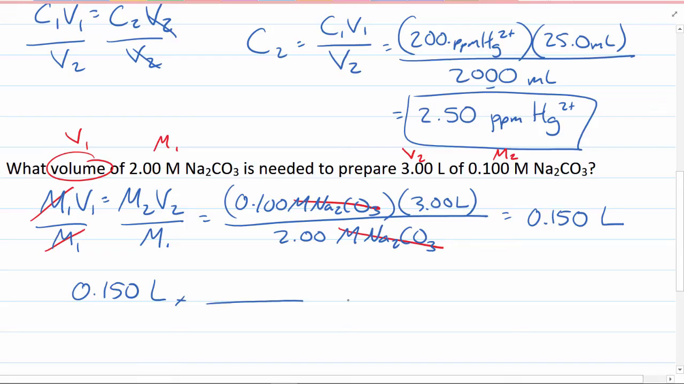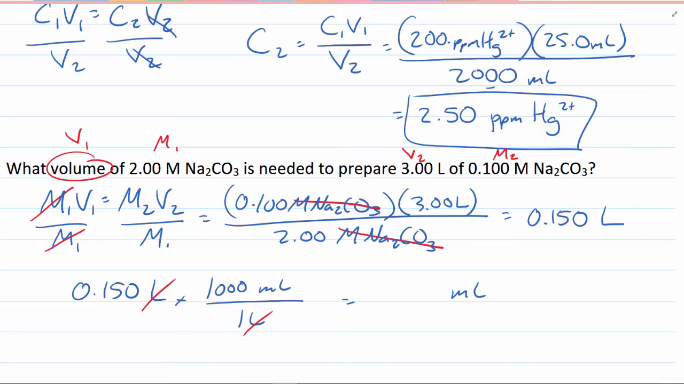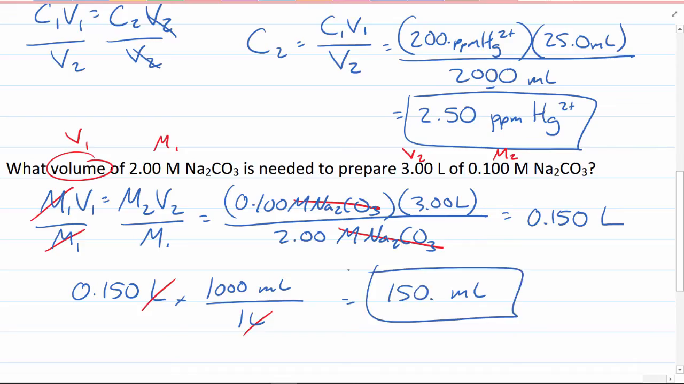We'd convert it over to milliliters by using our conversion. On the bottom we'd put in 1 liter, and on the top 1,000 milliliters. Liters cancel out, and that of course will give us an answer of 150 milliliters. Put the decimal point at the end there to indicate that the trailing zero is a significant figure.